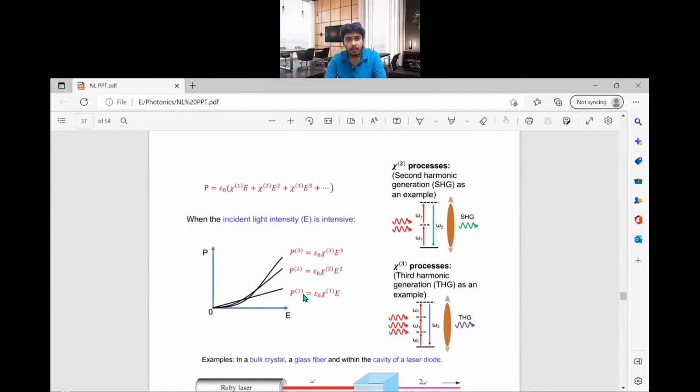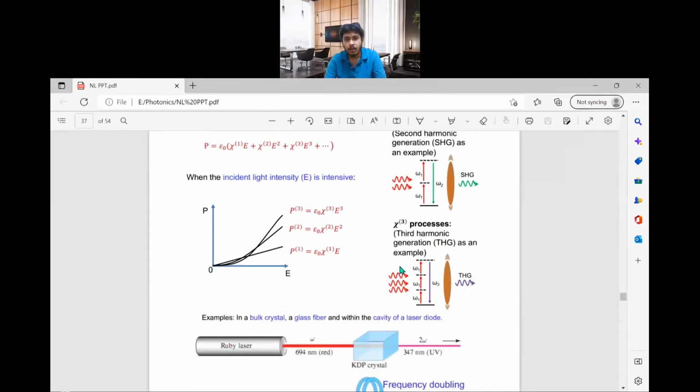So as you can see, these are the relations. If the polarization is linearly related to the electric field, you will get a linear relationship, like a straight line. And if it is non-linearly related, to the square and cube, you will get this non-linear relationship. So when the incident light is intense, then we have the non-linear processes. The first one is the second harmonic generation. As you can see, omega 1 and omega 1 are the two input waves, so at the output, you will get omega 2.